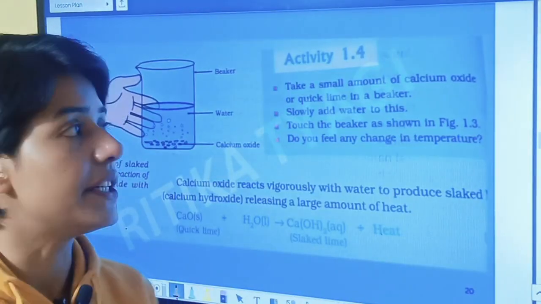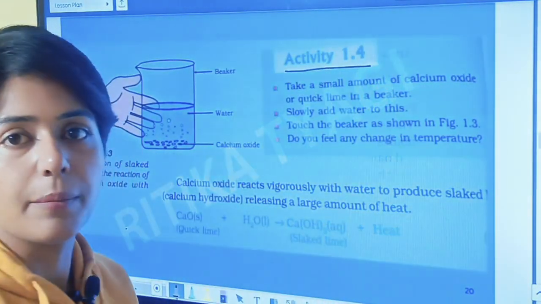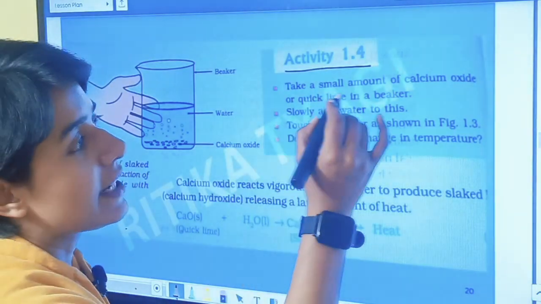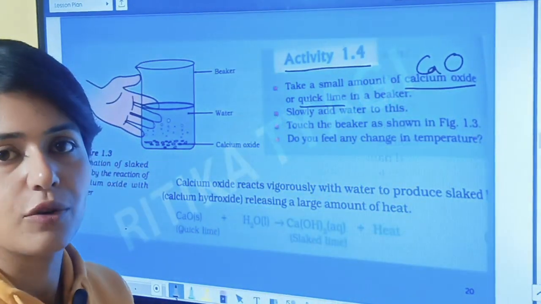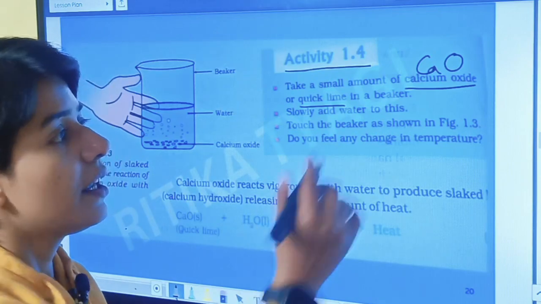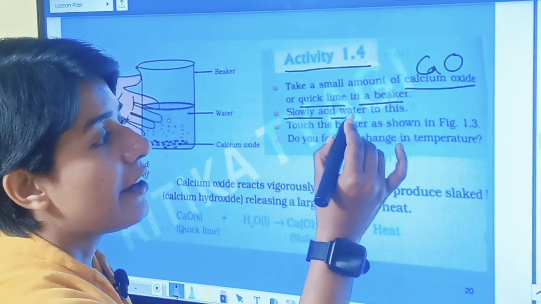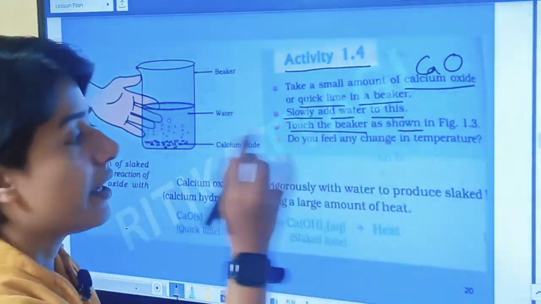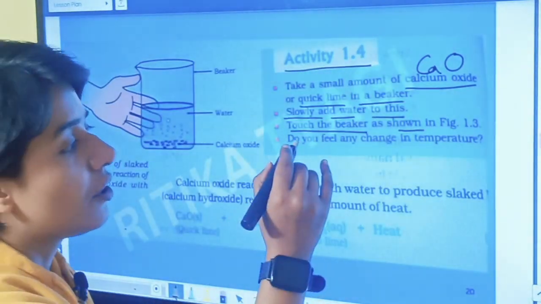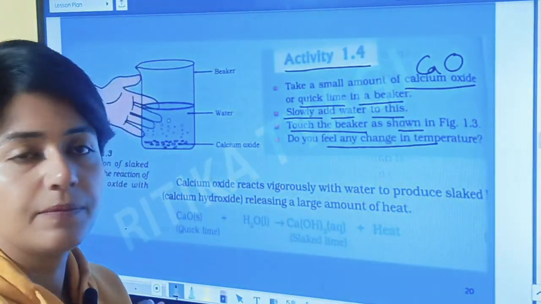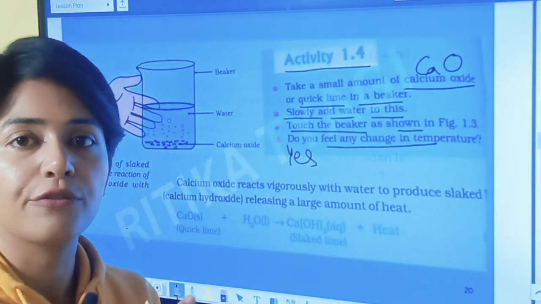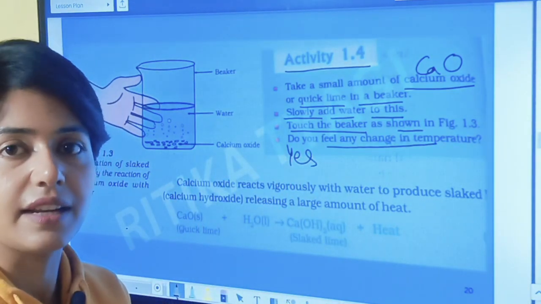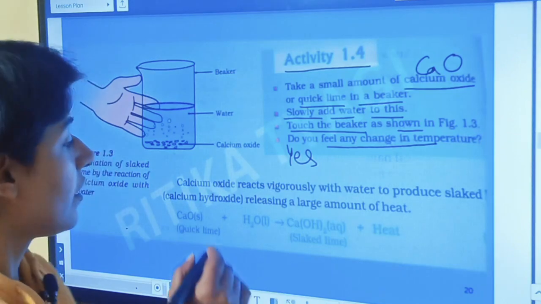Now it is an activity in NCERT, activity number 1.4. Take a small amount of calcium oxide, that is CaO or quicklime, in a beaker. Slowly add water to this. Touch the beaker as shown in the figure. Do you feel any change in temperature? Yes. We feel that the temperature of the beaker rises. There is a release of heat.